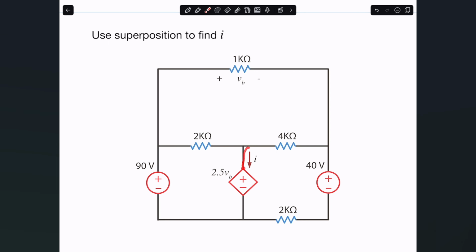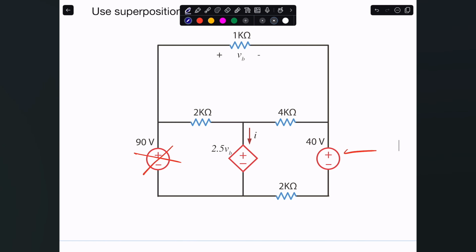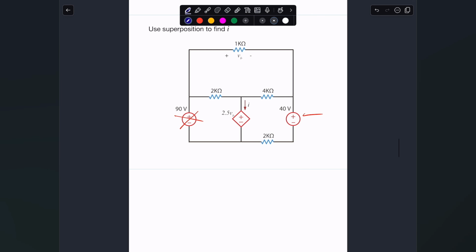Of course, this one, we're going to have to do some sort of analysis because this is the current through a voltage source, so I can't use Ohm's law. So let me get started. First, let's turn off this voltage source and then keep this one on and just see where we go from there. So I'll just redraw that circuit in here.